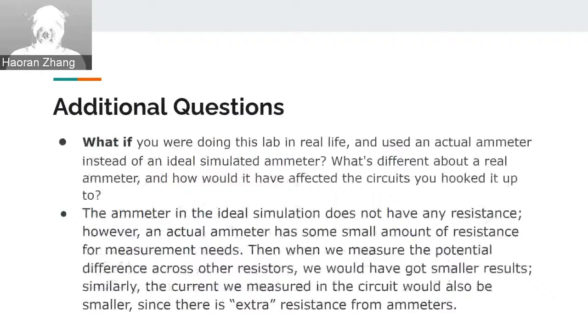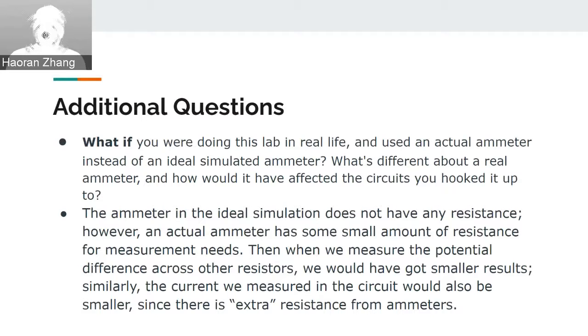There are also some additional questions. What if we are doing this lab in real life and we use an actual ammeter? In this case, since the ammeter in the ideal simulation does not have any resistance, but an actual ammeter has some small amount of resistance for measurement needs, then when we measure the potential differences across other resistors, we would have got smaller results. Similarly, the current we measured in the circuit would also be smaller since there is extra resistance from ammeters.